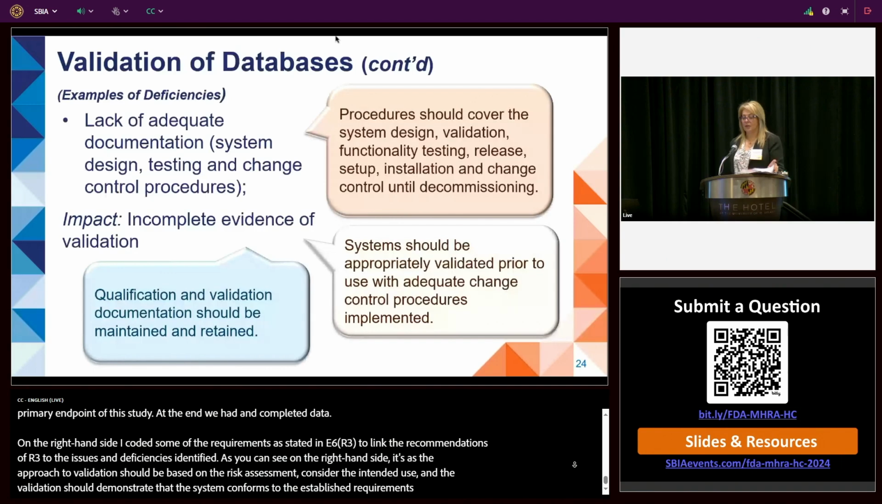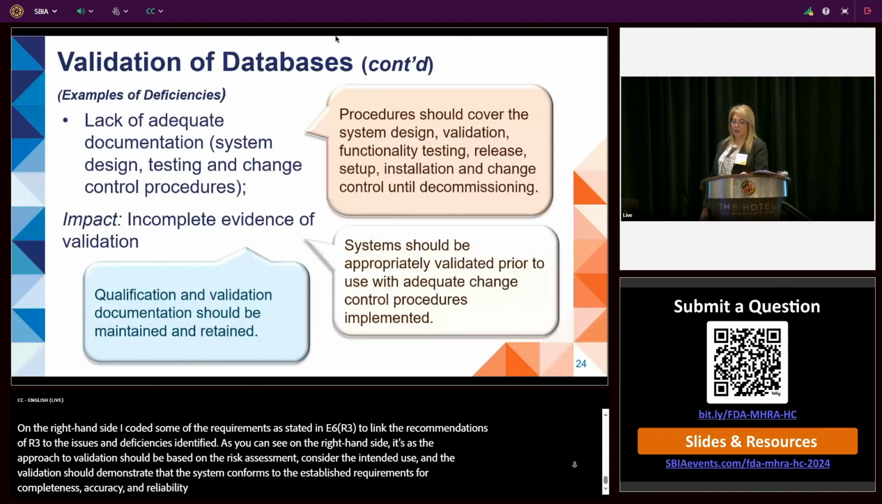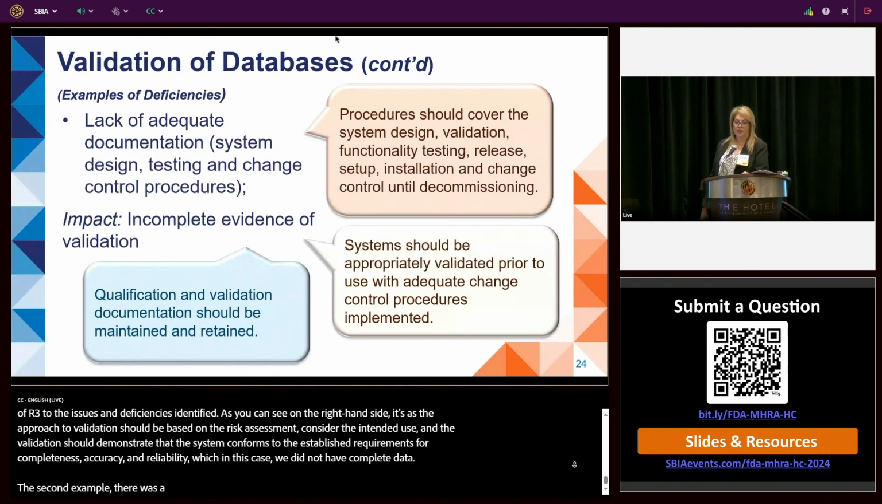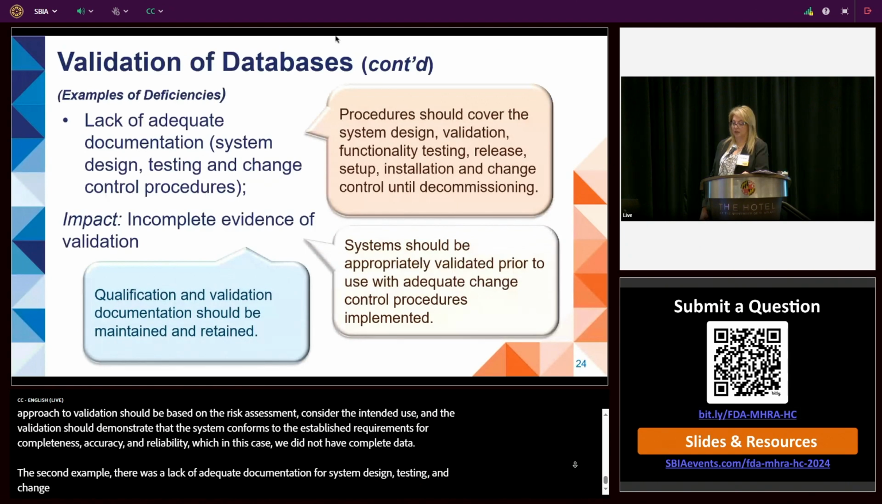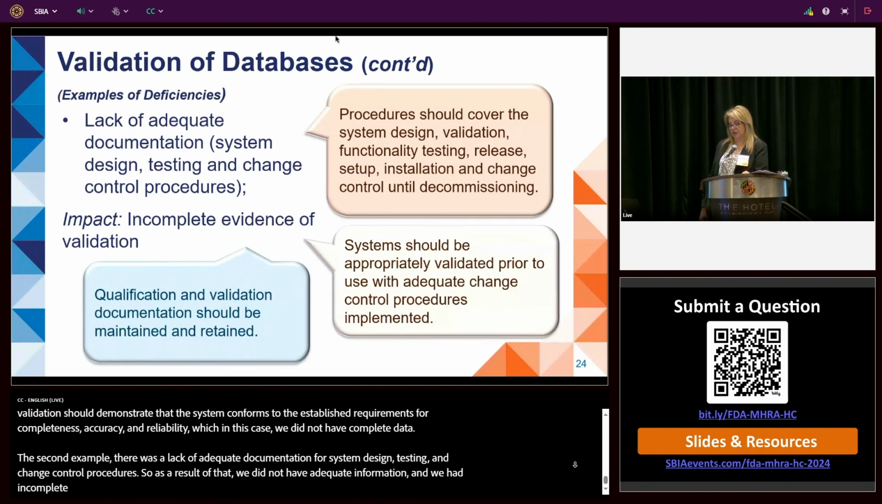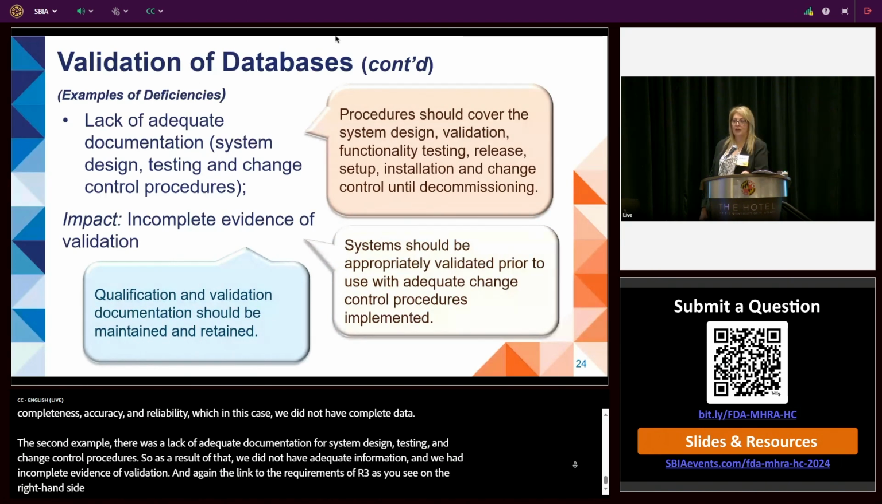The second example, there was a lack of adequate documentation for system design, testing, and change control procedures. As a result of that, we did not have adequate information, and we had incomplete evidence of validation. And again, the link to the requirements of R3, as you see on the right-hand side, very clearly speaks to those deficiencies. So that's why I wanted to bring to your attention the importance of following the recommendations of R3.